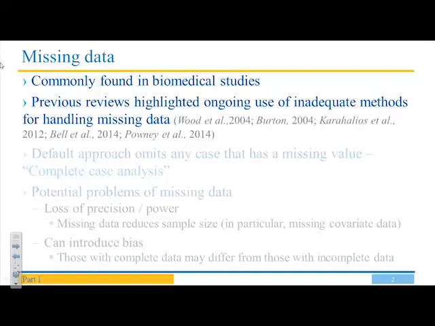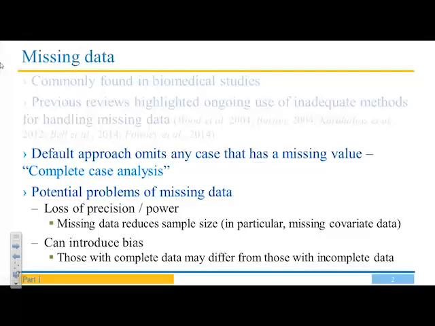So missing data are common in epidemiology and clinical research, especially in long-term follow-up studies like clinical trials with repeated measure outcomes, or longitudinal observational studies. There are several statistical methods available in the literature for dealing with the missing data problem. However, previous systematic reviews highlight continuing use of inadequate statistical methods for handling missing data.